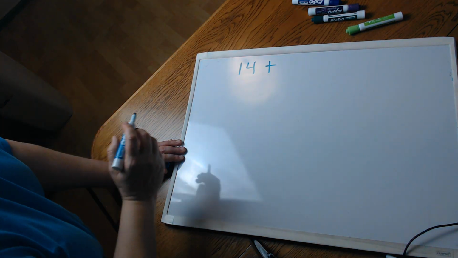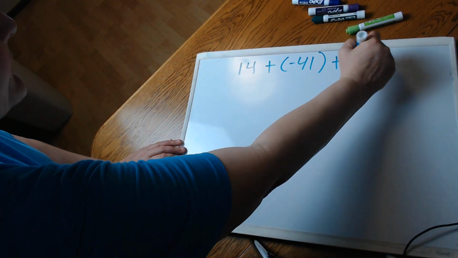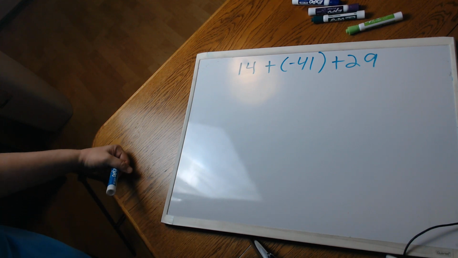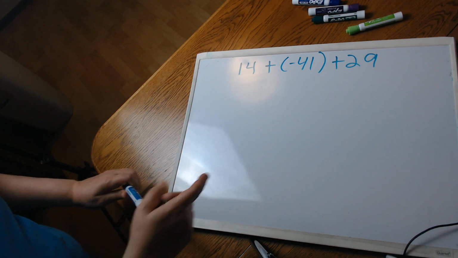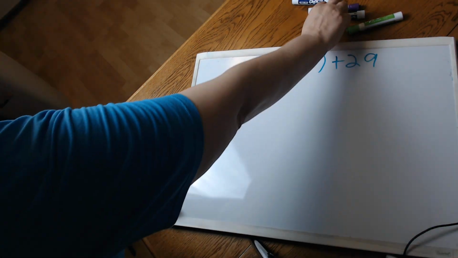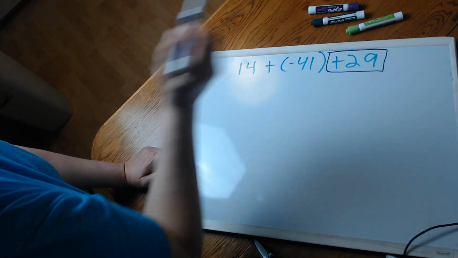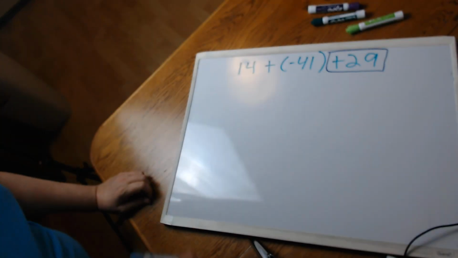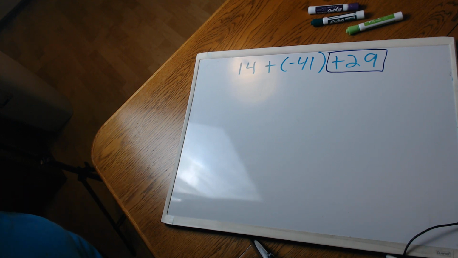14 plus negative 41 plus 29. So, if we're going to add integers, there's actually 3 of them here. So I want to start with the first 2. This one over here in the end, we're going to save for last. So we're just going to do 14 plus negative 41 to begin with.